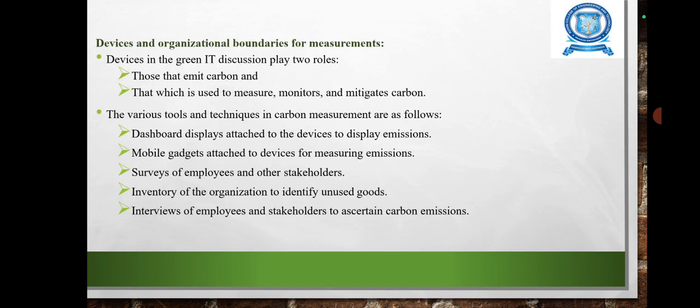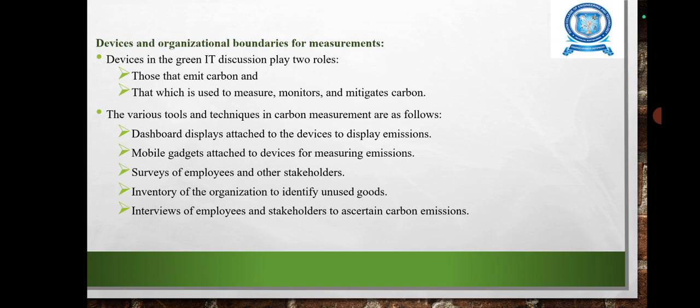The next one is devices and organizational boundaries for measurements. Here, devices in the green IT discussion play two roles. That means those that emit carbon and those that are used to measure, monitor and mitigate carbon. Next one, the various tools and techniques in carbon measurements are as follows.